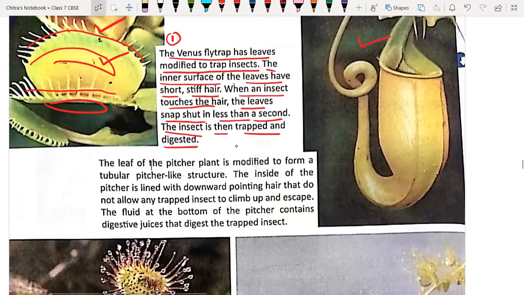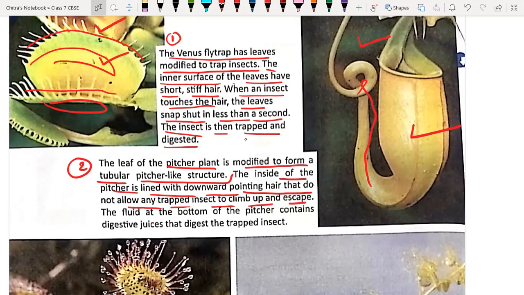Next, the second one, we'll discuss the pitcher plant. The leaf of the pitcher plant is modified to form a tubular pitcher-like structure, like a tube over here. The inside of the pitcher is lined with downward-pointing hair that does not allow the trapped insect to climb up and escape. Once the insect falls down, it will not escape from that pitcher.